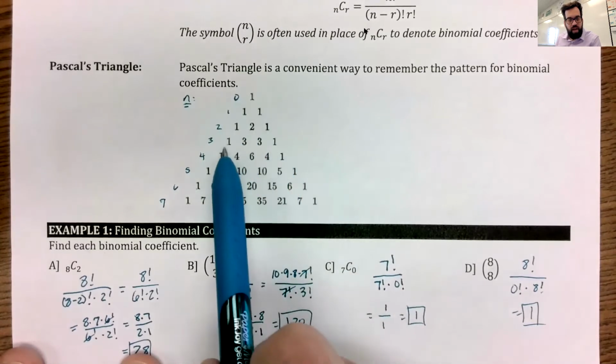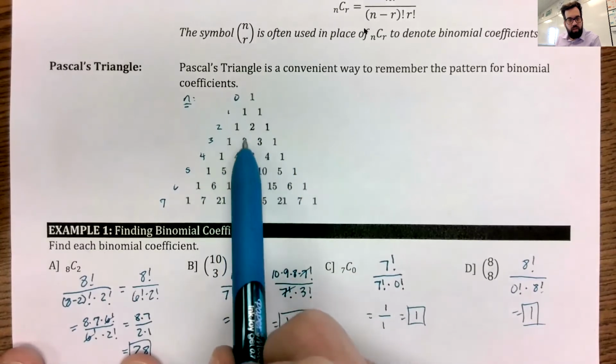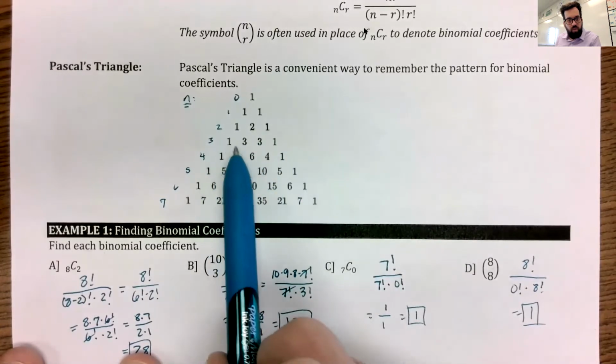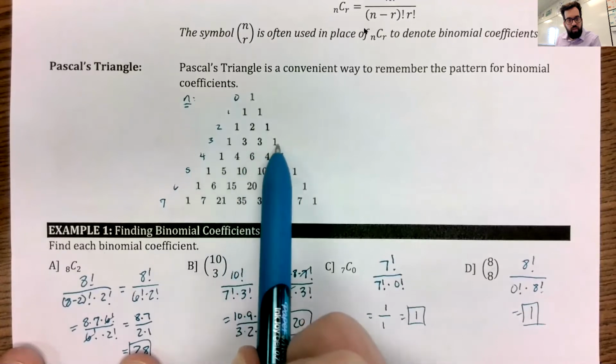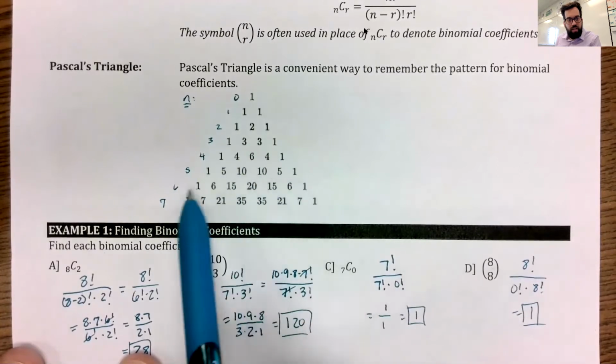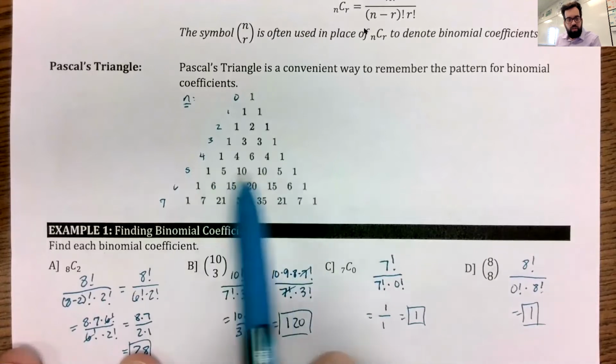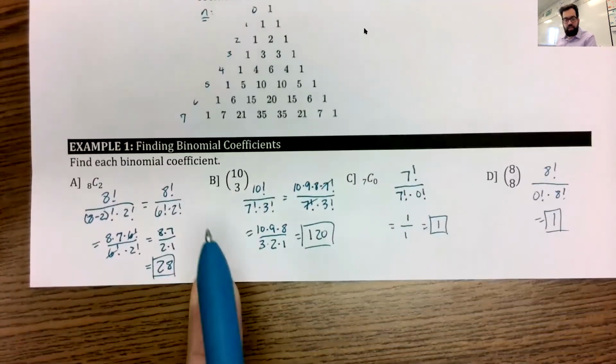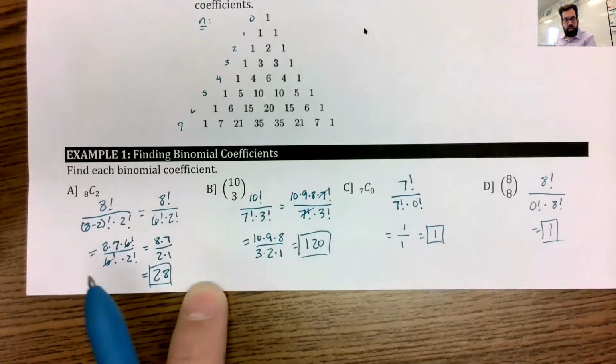In the next row, the ends are 1s. 1 plus 2 is 3. 2 plus 1 is 3. In the next row, 1s on the ends. 1 plus 3 is 4. 3 plus 3 is 6. 3 plus 1 is 4. And that pattern continues. So we can pretty easily build several rows of this triangle. And what this provides us with is actually the coefficients of our binomial expansion, right? So it plays into what these C things are, these combinations.